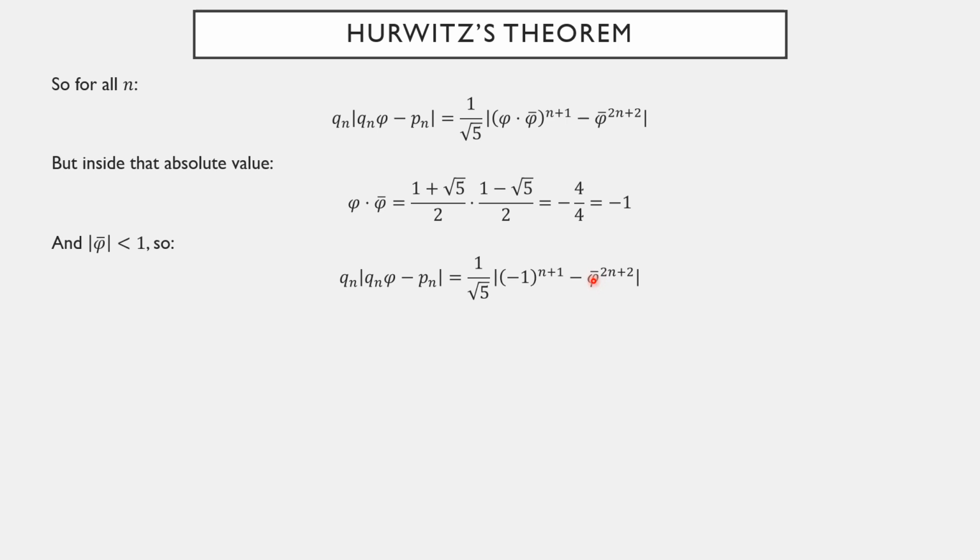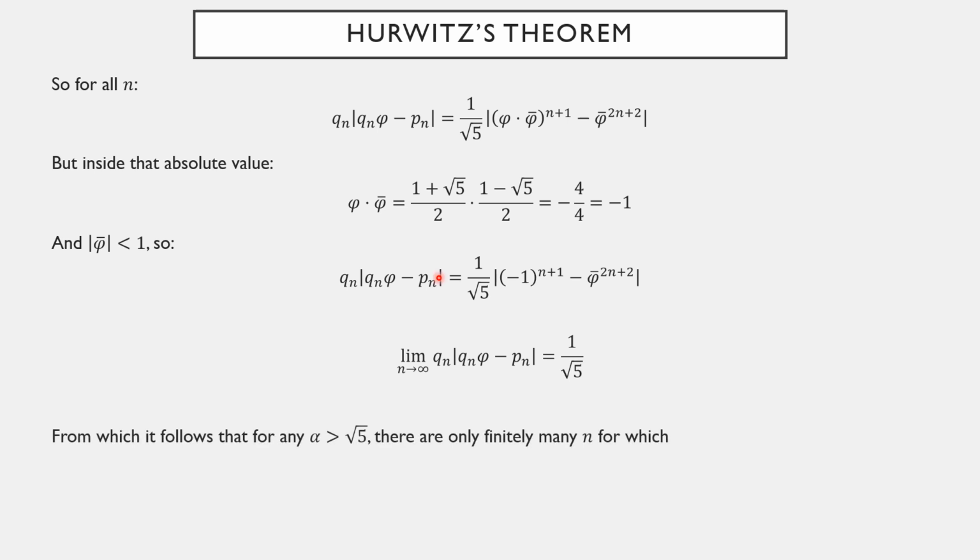Now what happens when you take something smaller than 1 in absolute value and you raise it to larger and larger powers? It collapses down to 0. So in the absolute value here, you have a plus or minus 1 and a vanishingly small term that you're adding or subtracting. If we take a limit as n goes to infinity, that absolute value just goes to 1, and we get 1 over root 5.